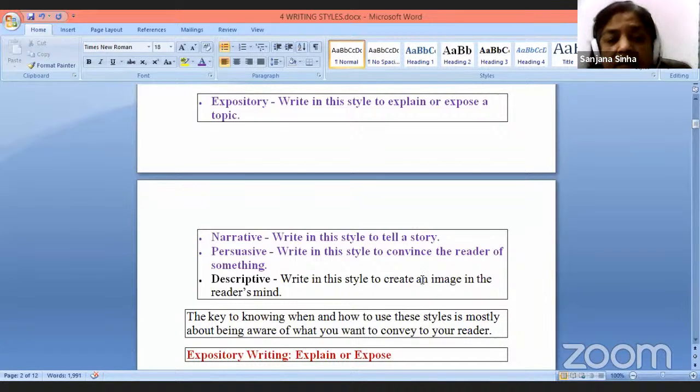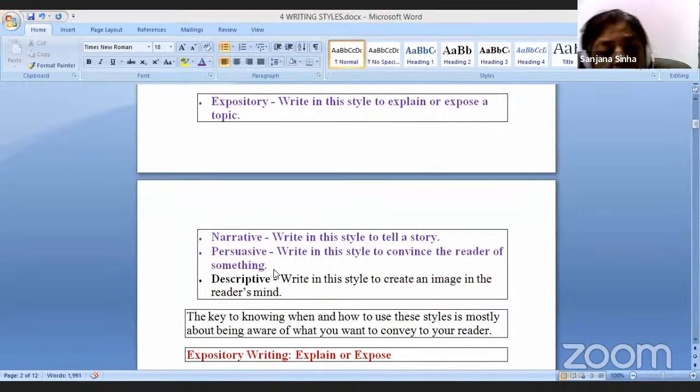So in persuasive writing, you choose this style of writing when you are writing an application, when you are writing a cover letter, when you're writing a sales letter, when you're promoting a product. In any case, if you need to convince the reader, you want the reader to see your point of view, then you will choose to write persuasive.